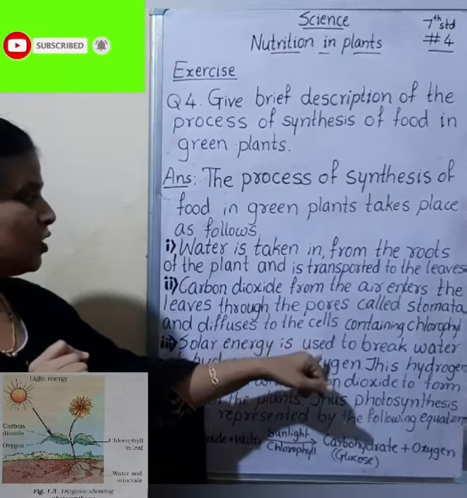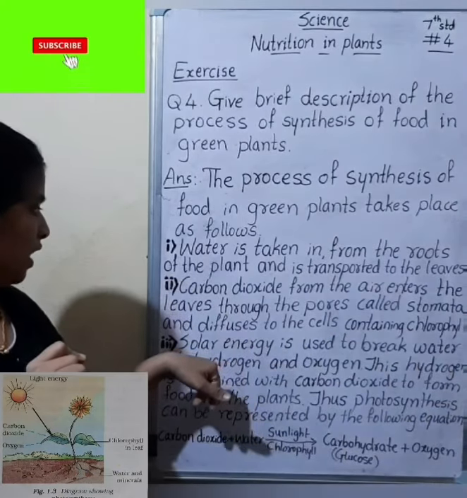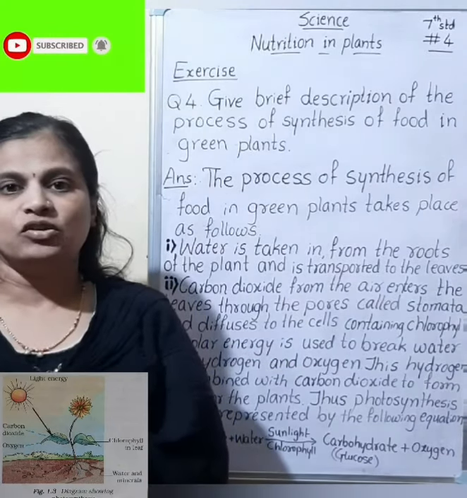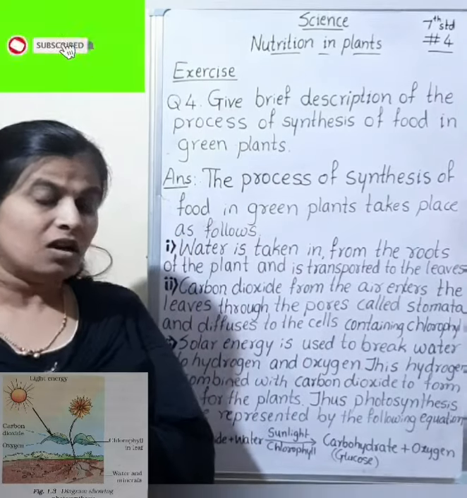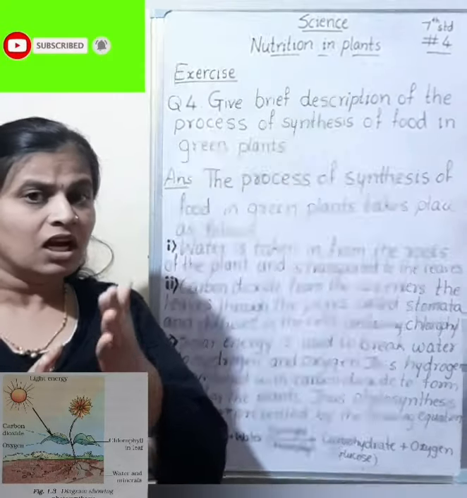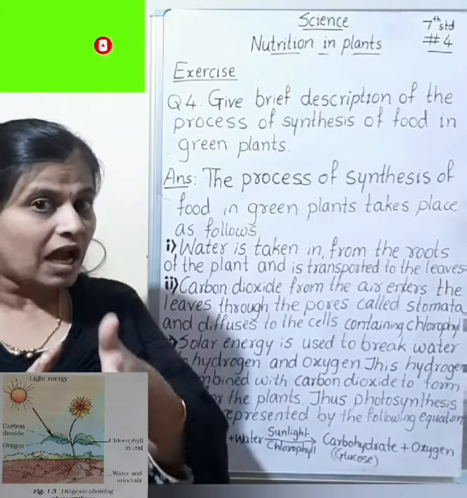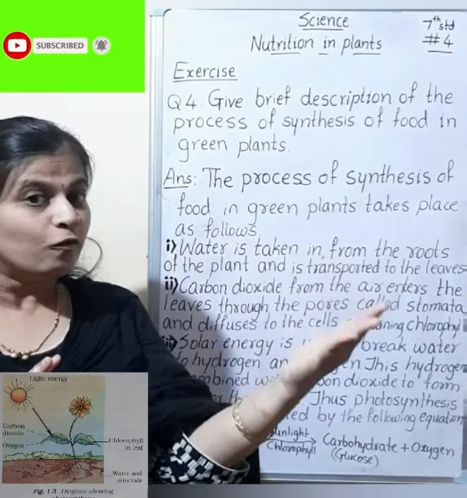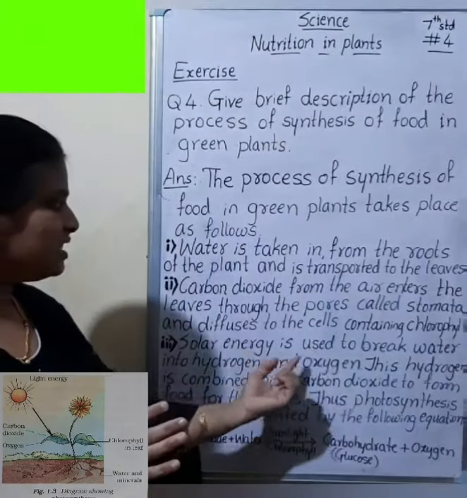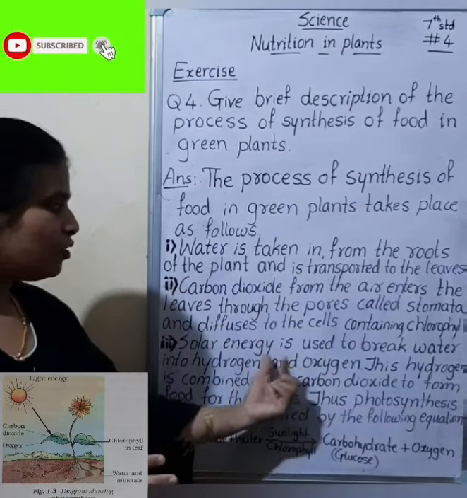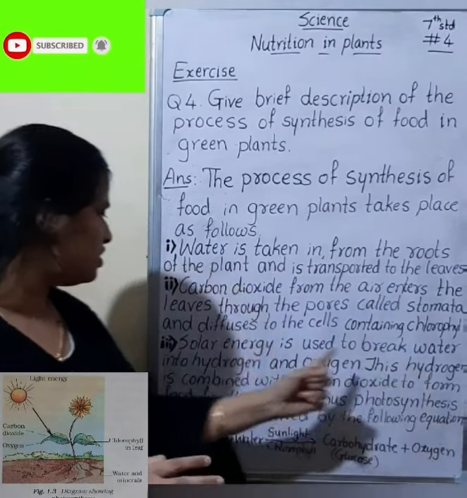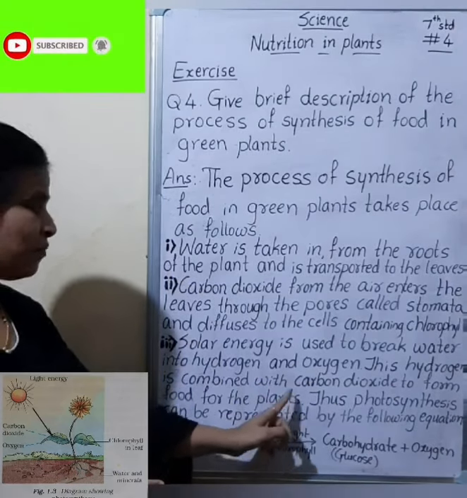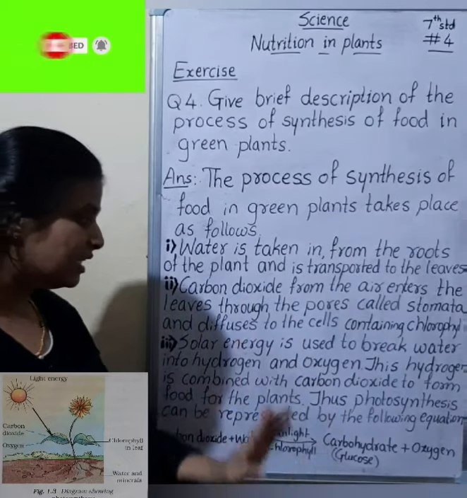Solar energy is used to break water into hydrogen and oxygen. What happens here? The oxygen is released. What happens with the hydrogen? This hydrogen combines with the carbon dioxide and forms the food. So solar energy is used to break water into hydrogen and oxygen, and this hydrogen is combined with carbon dioxide to form food for the plant, whereas the oxygen is released.